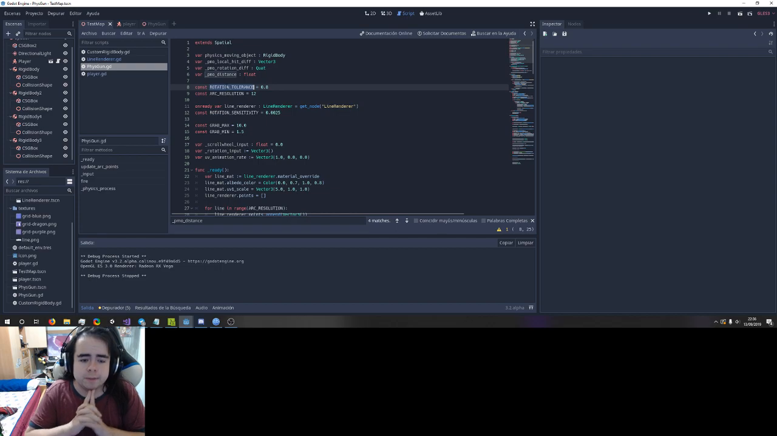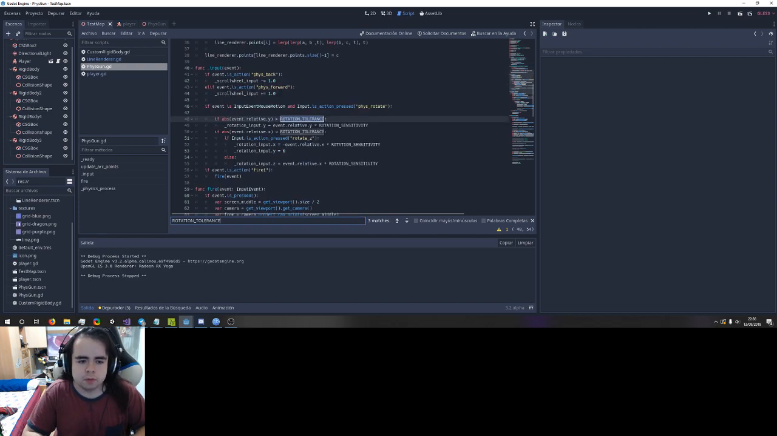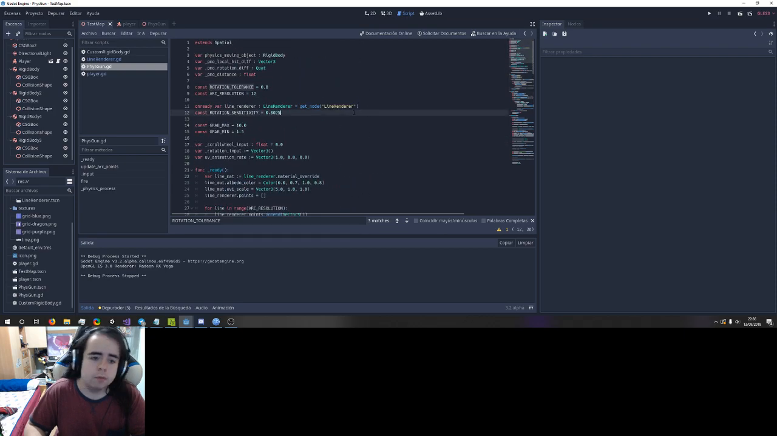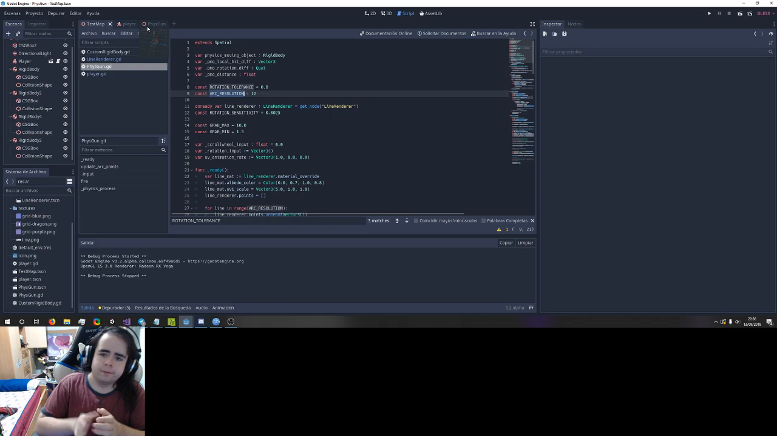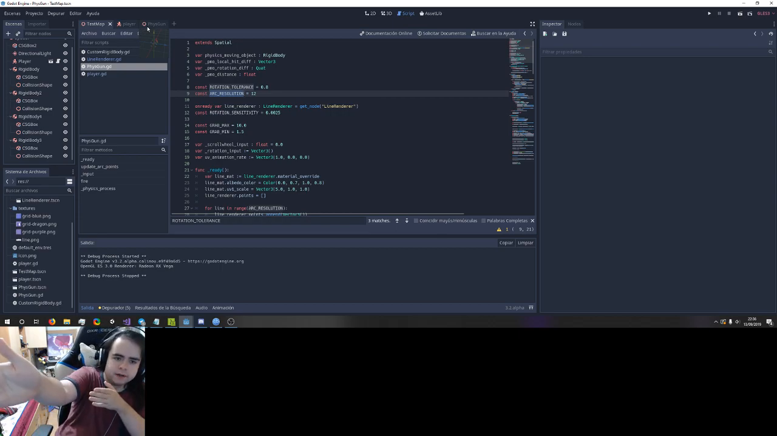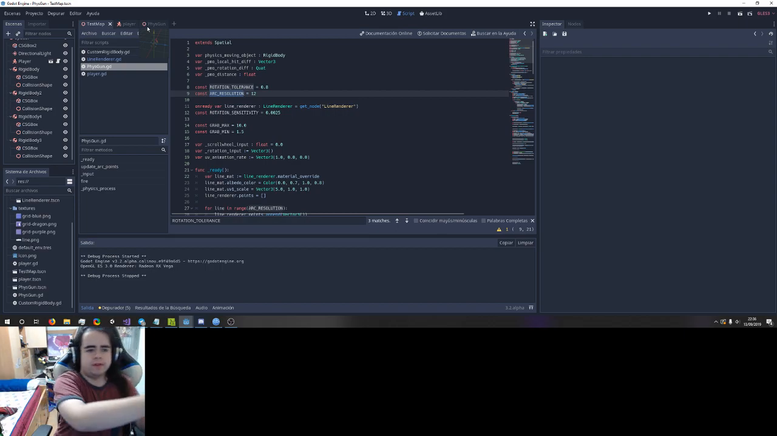Rotation tolerance, basically this is how much rotation input you need before it starts to move. So, of course, we're using the absolute value of the relative movement of the mouse. Then there's the arc resolution, which is how many points we have in the ray itself. So by having more, what you have is a more smooth ray because it has more points, at the cost of course, performance.